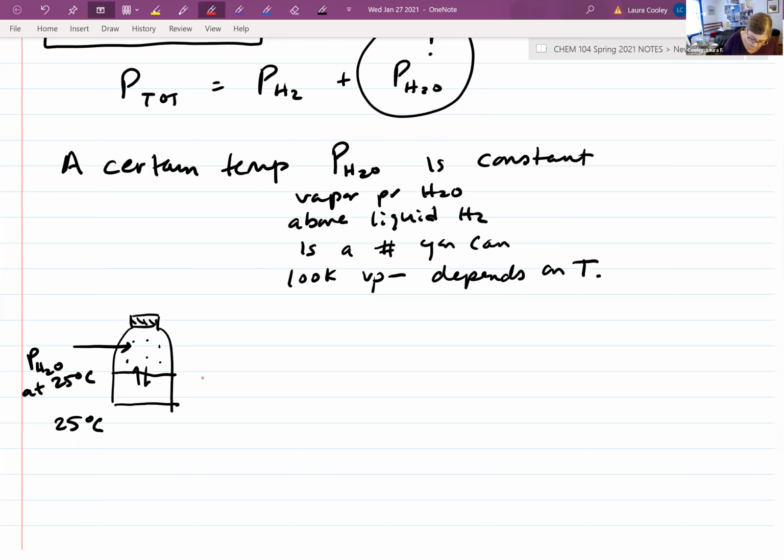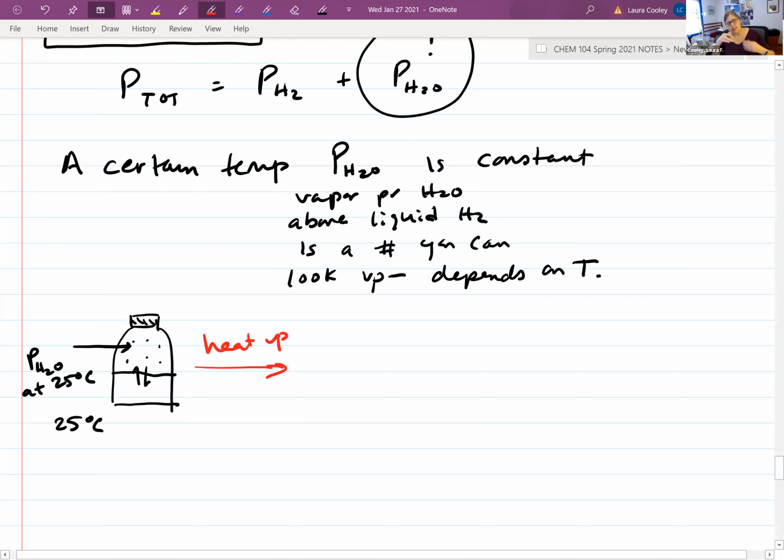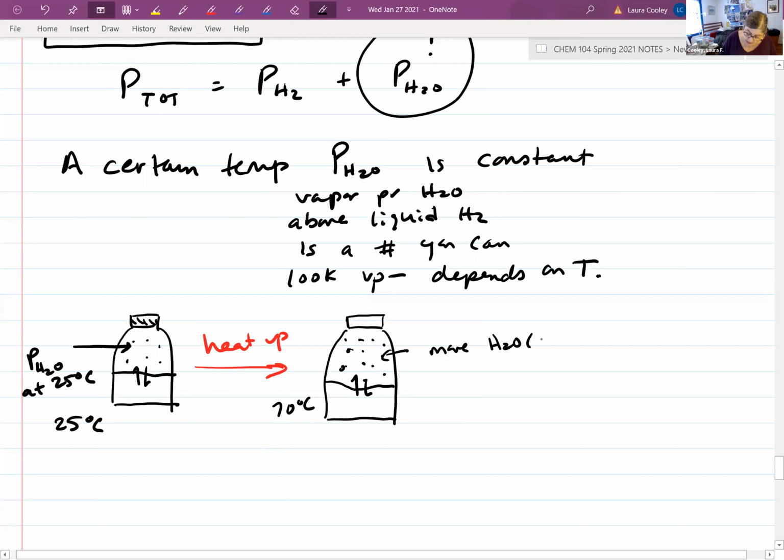Now, what would happen if you heat this up? When you heat up a pot, it's not closed, but you could see that there's more and more vapor above that pot as you heat it up. And if you're in a closed container, that becomes a fixed number. So if you heat it up to, say, 70 degrees C, you actually have more molecules, more H2O gas. So the partial pressure of water is greater.